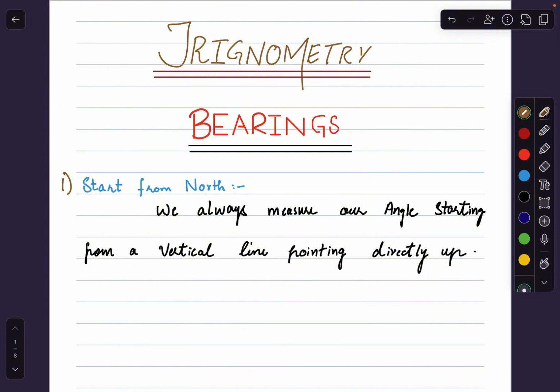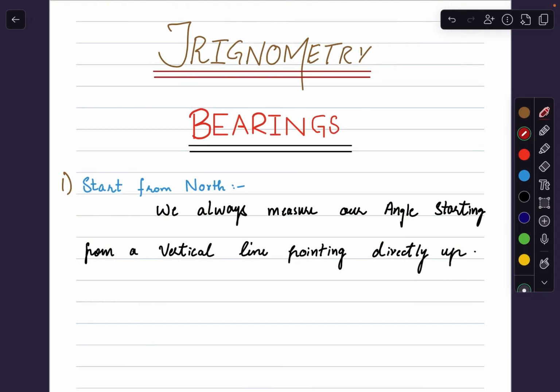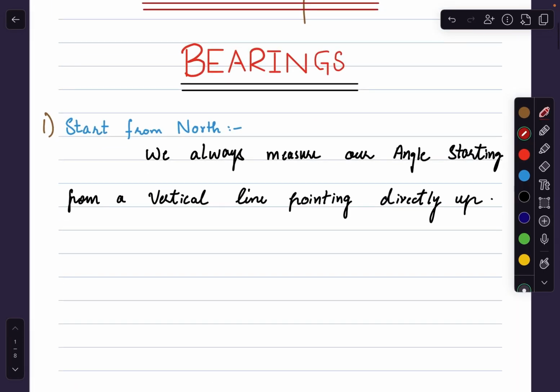Starting here, this is trigonometry. It shows a bearing. Bearing is the application of trigonometry. We have to apply some techniques of trigonometry to solve the bearings question. To start with, what is the bearing? Bearing is basically an angle that we measure from the north.